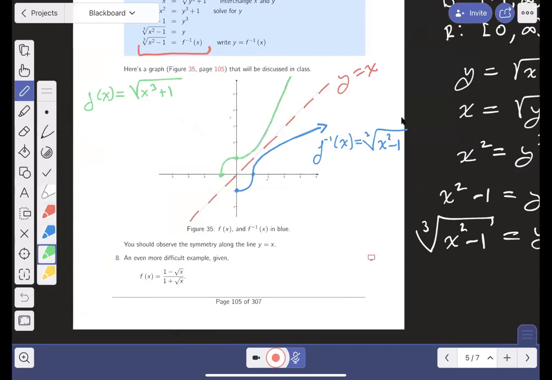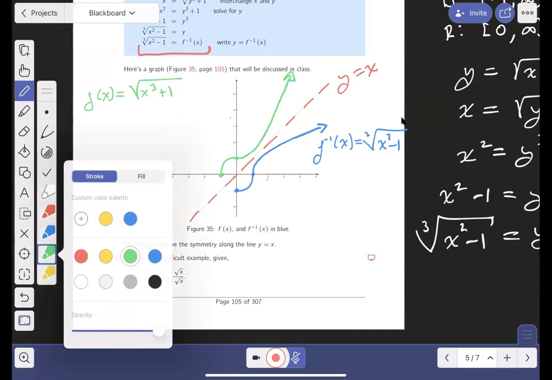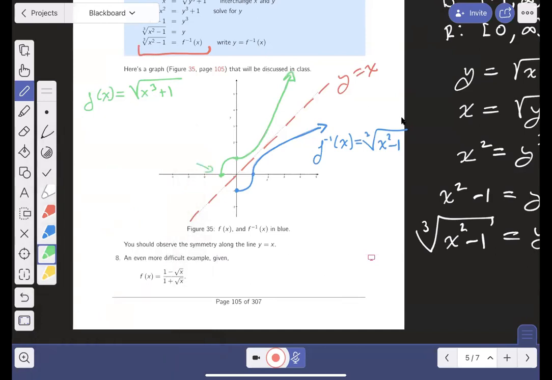Okay. I'm going to write points down for you though. I want to write the points down because I want to show you what happens to these points over here. What's this point over here? -1, 0. What's this point over here? 0, -1. I hope you see the reflection now, right? X becomes Y, Y becomes X. -1, 0 becomes 0, -1.